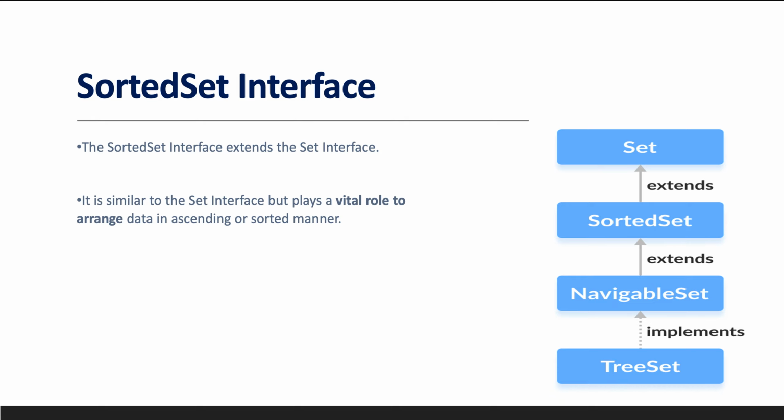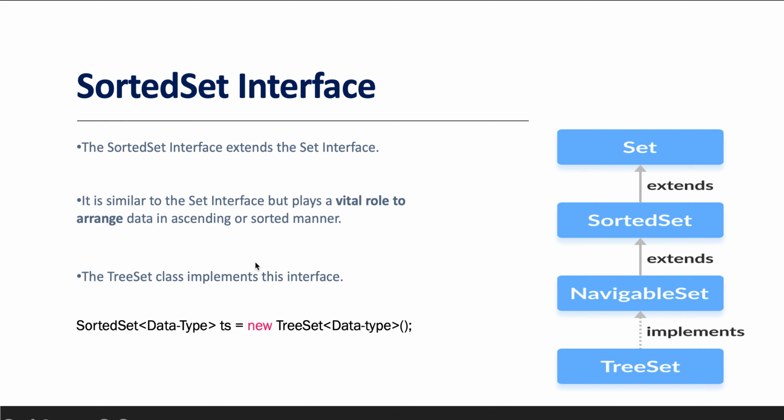Another point about the SortedSet interface is that it is similar to the Set interface, but plays a wider role in arranging the data in ascending order, or you can say in a sorted manner. That's the functionality of the SortedSet interface. And we know that the implementation class of it is nothing but the TreeSet only. So these are a couple of points that we have to understand.